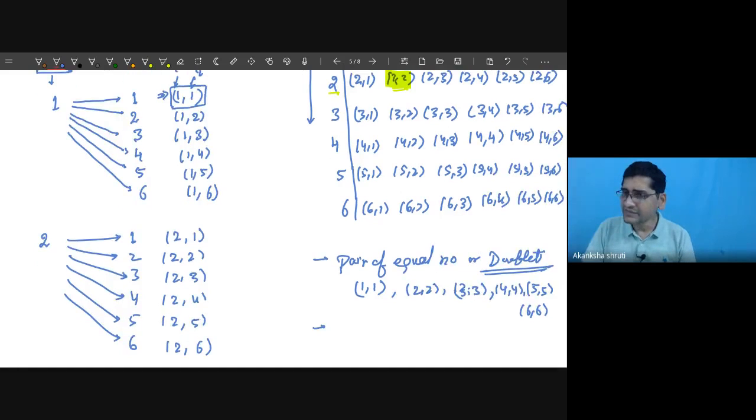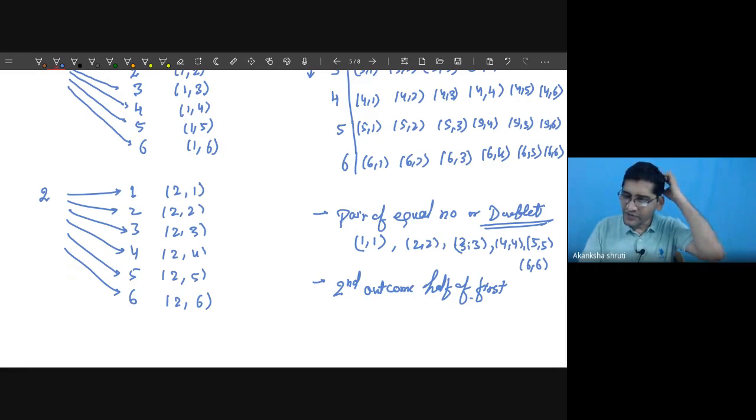It may be given that the outcome on the second is double of the first, or the outcome on the second is half of the first. If it is like that, then how do we get half of the first? If on the first you write 1, then the next should be 1 by 2. Is it possible? 1 by 2 can never exist on the second. So this is not there. So what shall we take? We shall take 2, then it is 1.